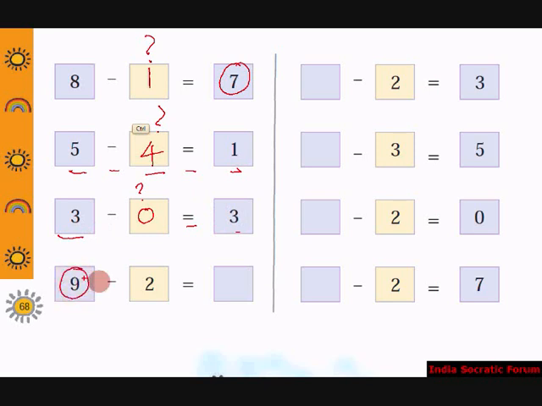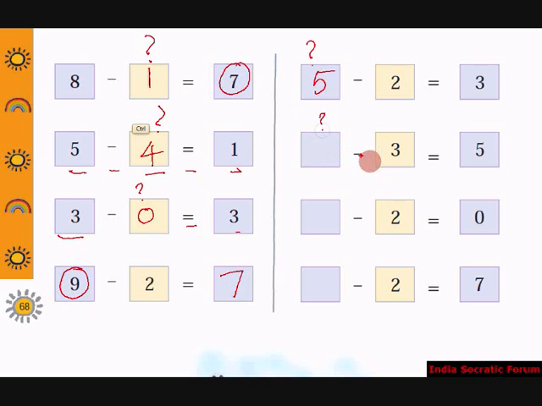What is 9 minus 2 equals? If you take away 2 from 9, it's called 9 minus 2. That equals 8, 7. Very good. What minus 2 equals 3? Guess what minus 2 gives 3? Good. 5 minus 2 gives 3.